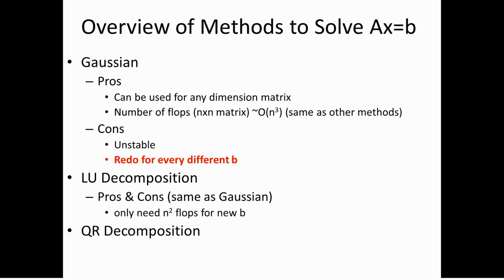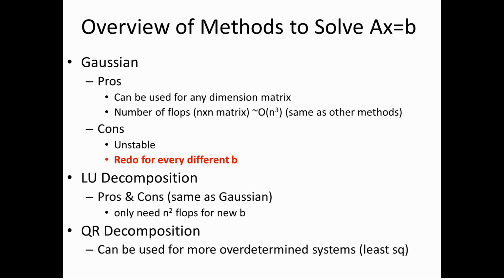The last method is called QR decomposition, and QR decomposition is special in the sense that it can be used for overdetermined systems. In other words, systems where we have more equations than unknowns. And we get this when we do, for example, least squares fits, okay, or regression. And so it's definitely better there. It's also a little more numerically stable because it's based on a method known as Gram-Schmidt orthogonalization, which we're going to talk about next week.